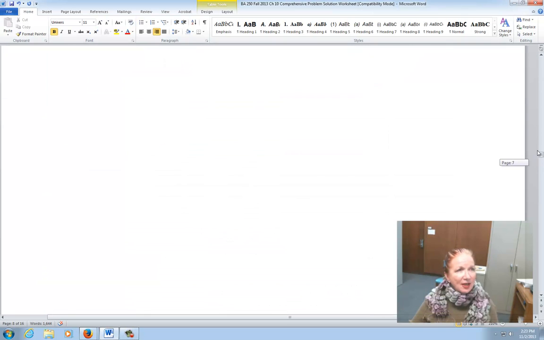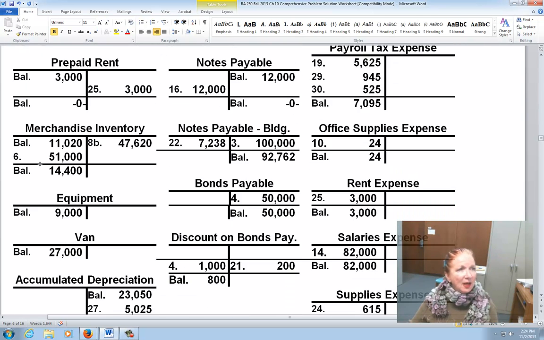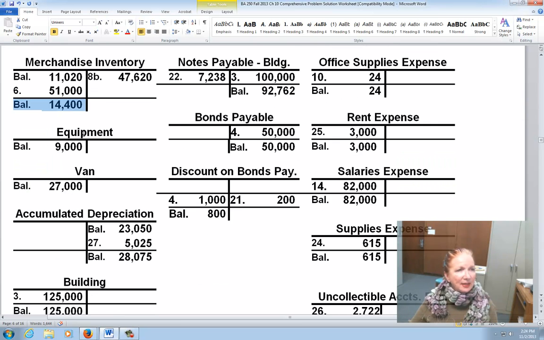So I have merchandise inventory, so I would come back up here. There's supplies. There's prepaid rent, but it has a zero balance, so I wouldn't put it in. Here's merchandise inventory, and it has a balance, so I would put it in. Here's equipment, I'd put it in next. There's its balance, there's the van and its balance.